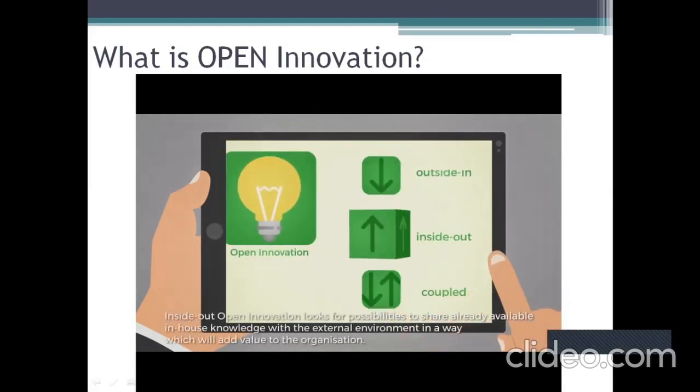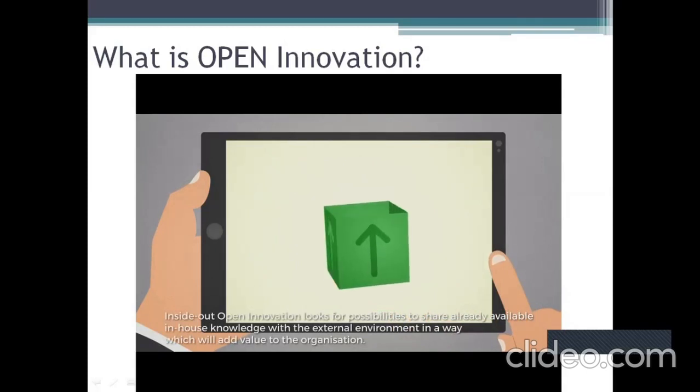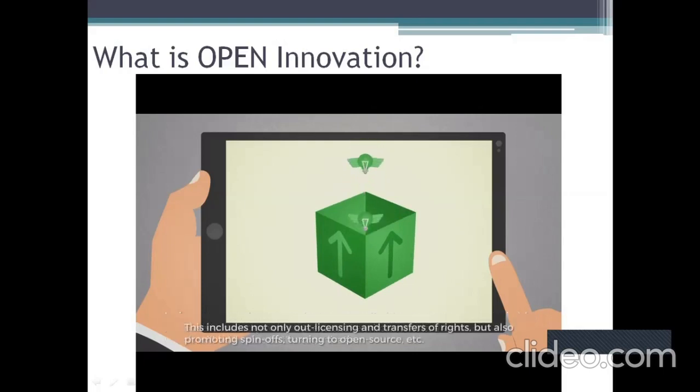Inside out, open innovation looks for possibilities to share already available in-house knowledge with the external environment in a way which will add value to the organization. This includes not only out-licensing and transfers of rights, but also promoting spin-offs, turning to open source, etc.